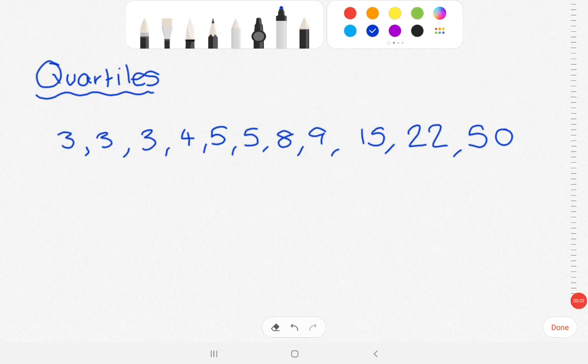Okay, hello everyone. The last topic that we're going to look at before the holidays is statistics. We're going to look at a wide variety of different statistics, some of which you might have seen before and some of which you won't have.